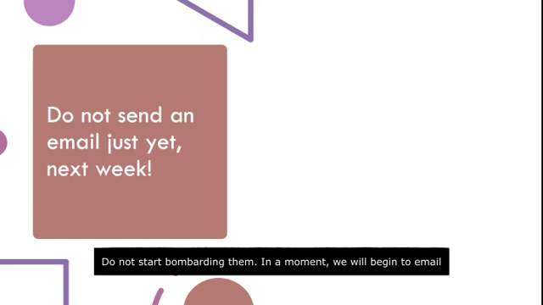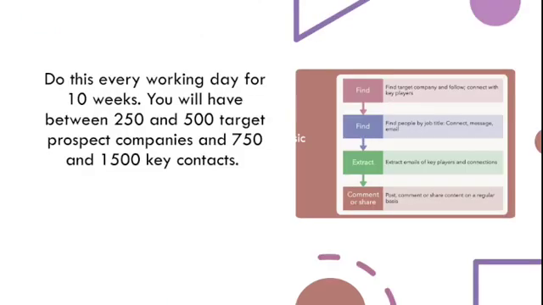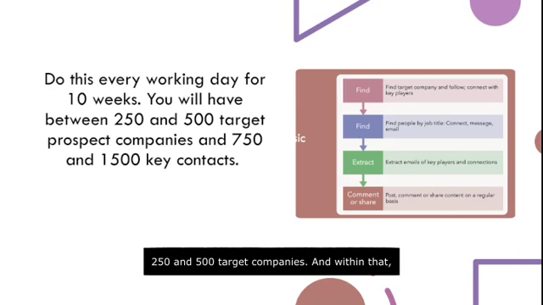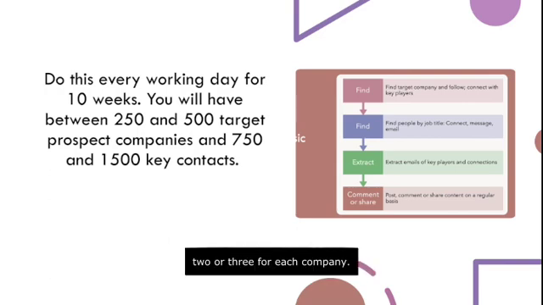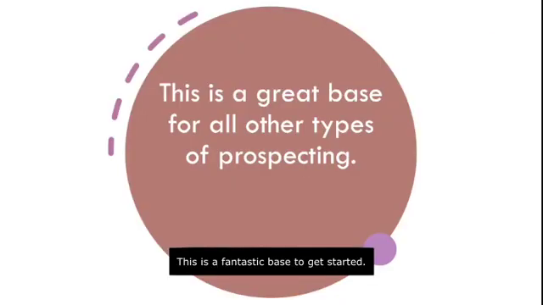In a moment we will begin to email them properly using a proper marketing approach. So if you do this every working day for 10 weeks, you will build a base of between 250 and 500 target companies, and within that a minimum of 750 or up to 1,500 key contacts, 2 or 3 for each company. This is a fantastic base to get started.